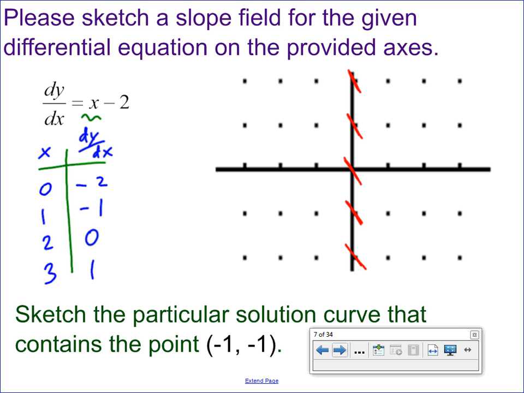When x equals 1, my slope is -1, right? If a solution curve were to come through any of the points where the x-coordinate is 1, the slope of that curve would be -1. So I'll show that with a little less steep line segment.